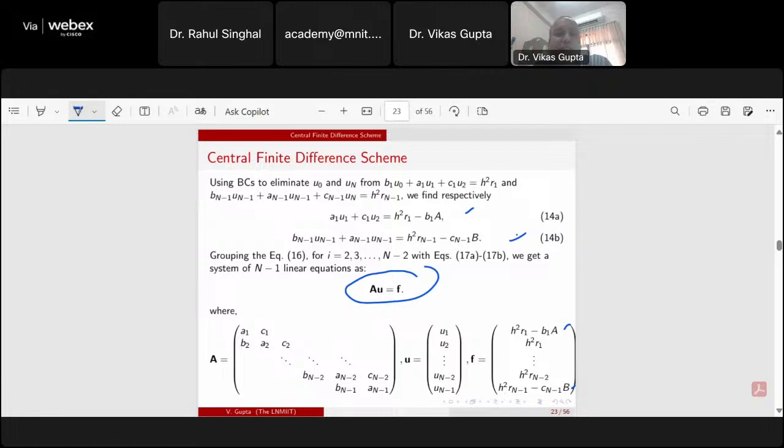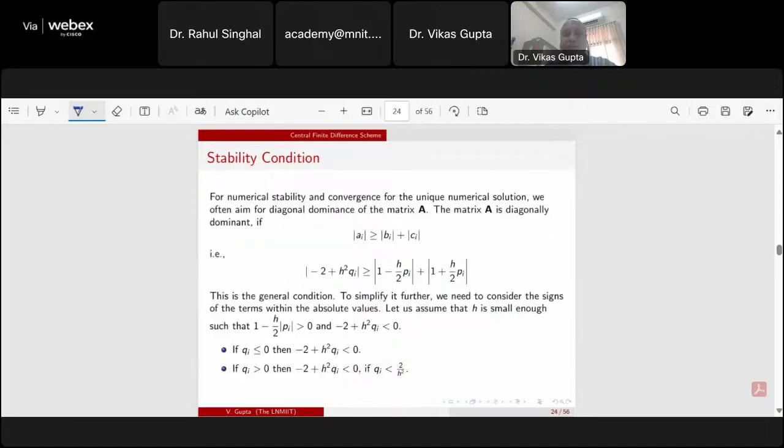So we will check whether this tridiagonal matrix is non-singular or not. If that matrix A is non-singular, then the unknown vector can be obtained by U equal to A inverse F. As we get the unknown vector, we can get the solution vector U.